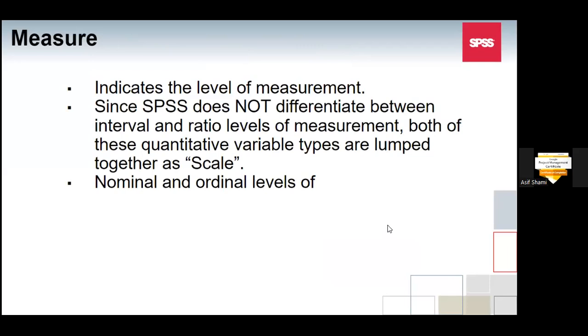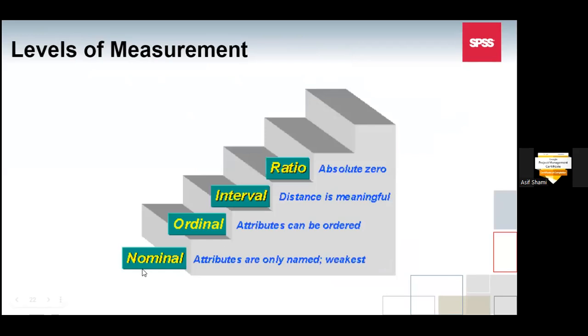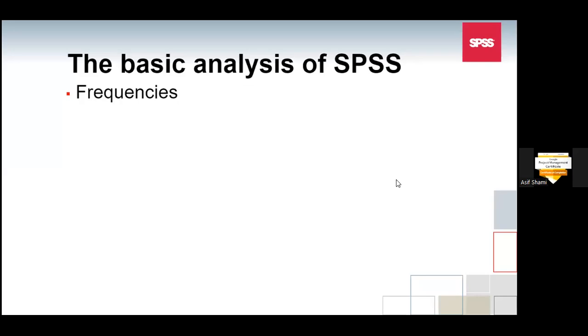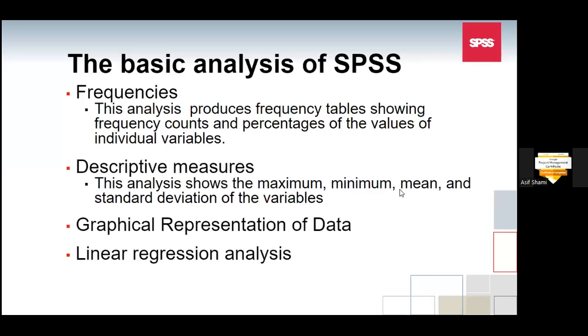The very basic problem is that SPSS does not differentiate between interval and ratio level. It lumps them together as scale. Nominal and ordinal are differentiated. This is nominal: attributes are only named. Ordinal attributes can be ordered. Interval: distance is meaningful, and ratio has an absolute zero. I'm ignoring this.